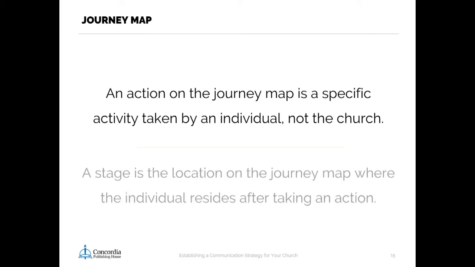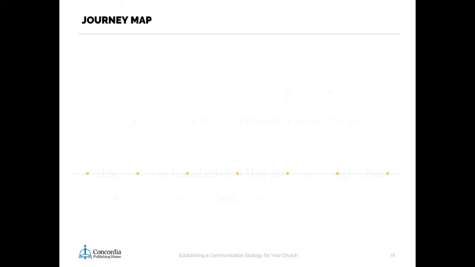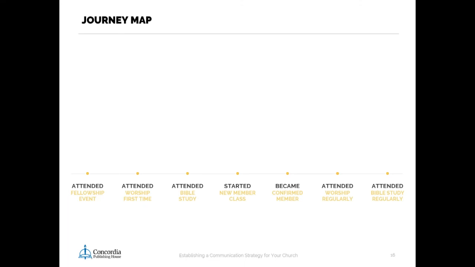The stage is in between those, and that allows you to segment these audiences in between those different stages. So here's the example. We've got a line there with the dots. There are the actions that are taken. So first off, we may map this to mean attending a fellowship event, attending worship for the first time, attending Bible study, starting new member class, becoming a confirmed member, attending worship regularly. You'd set a definition for what regularly means. And finally, attending Bible study regularly.